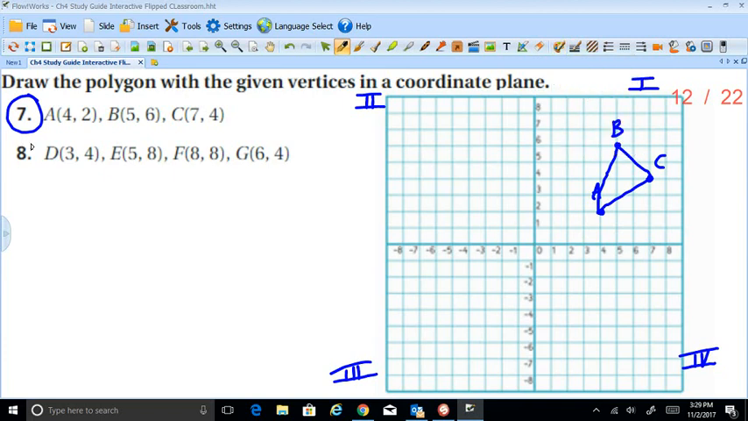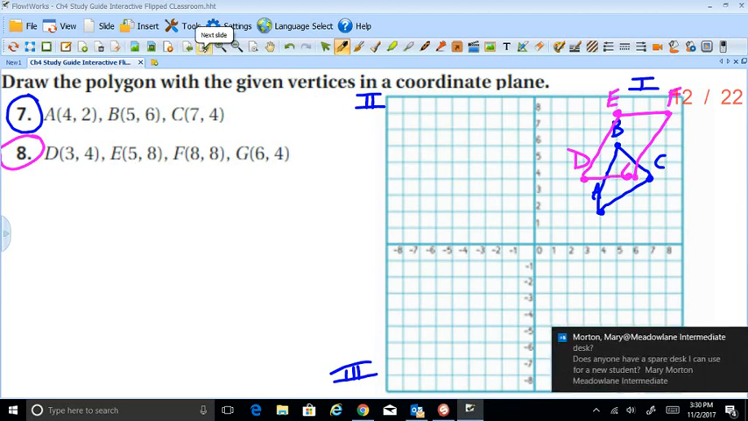I'm going to go ahead and do number 8 now. D is over at 3, up to 4. That's letter D. E is over to 5, up to 8. F is over to 8, up to 8. And G is at 6, 4. And you can see here when we connect these dots, we made a parallelogram. And that's how you plot points on a graph.